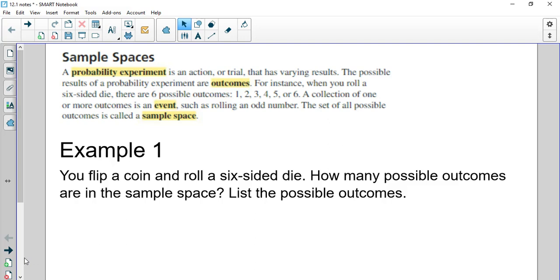For instance, when you roll a six-sided die, you can get a 1, 2, 3, 4, 5, or 6. Those are outcomes. Now, a collection of one or more outcomes is an event, such as rolling an odd number. The set of all possible outcomes is called the sample space. So for flipping a coin, sample space is heads or tails.